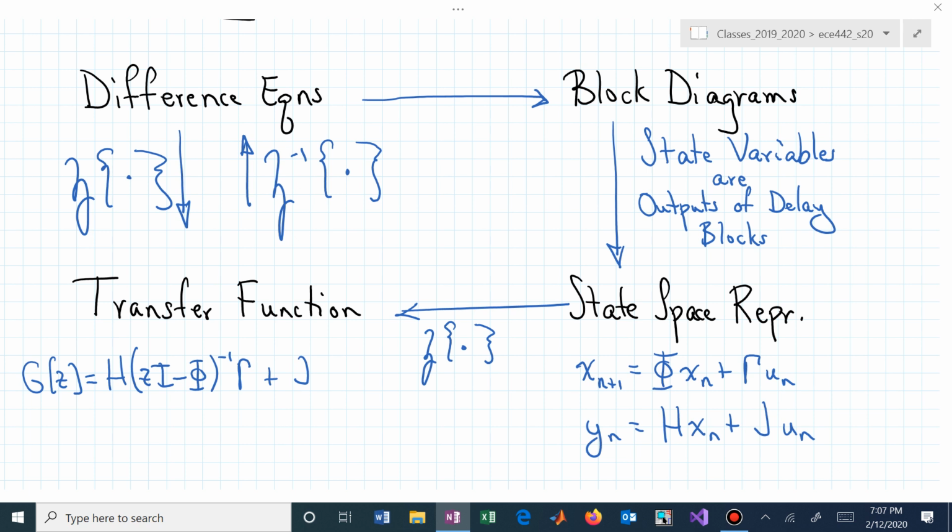If you thought you had a lot of time, I guess you could go from block diagram to state space and then use that formula to get to a transfer function. I wouldn't recommend it if you're starting with the difference equation. But you might be asked, here's a difference equation, give me a state space representation. That you might have to do.